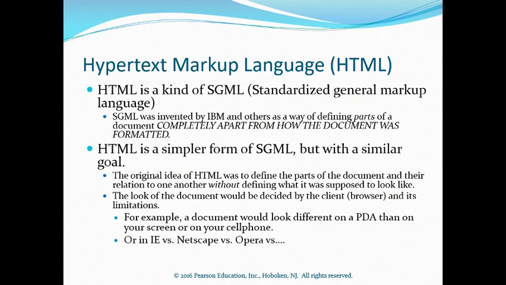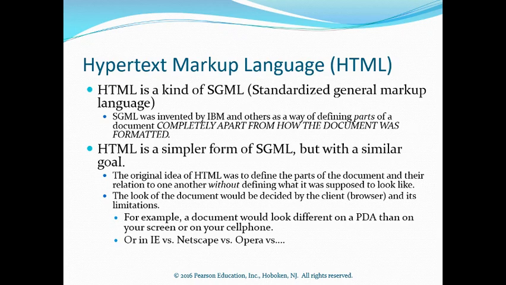So to start, we're going to cover HTML, which is Hypertext Markup Language. HTML is kind of SGML, Standardized General Markup Language. SGML was invented by IBM and others as a way of defining parts of a document completely apart from how the document was formatted. HTML is a simple form of SGML, but with a similar goal.